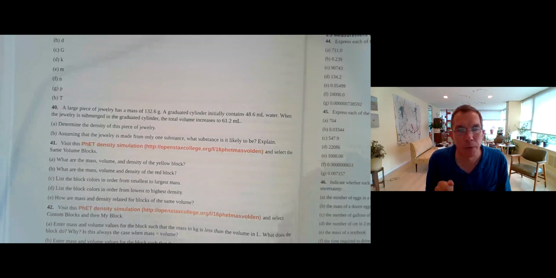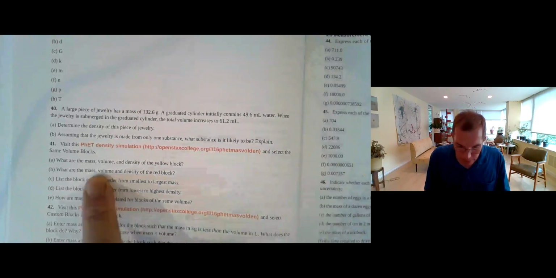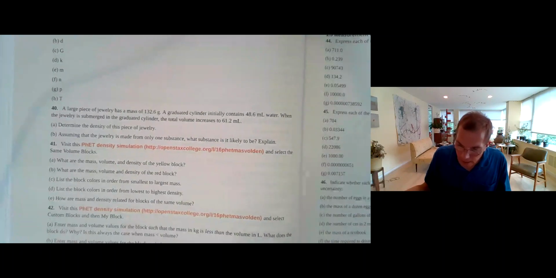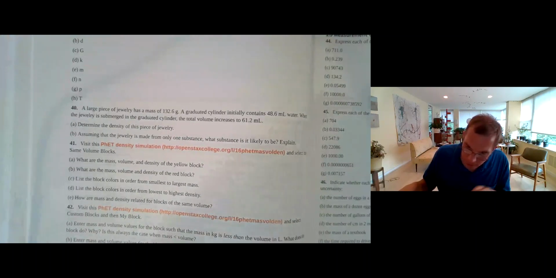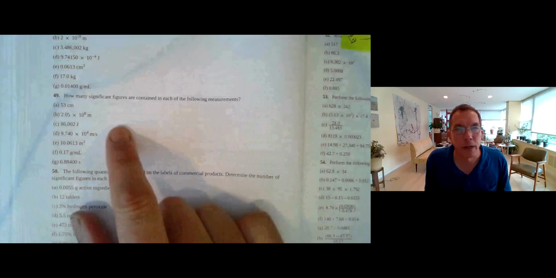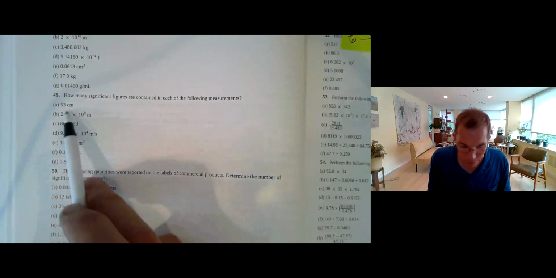Try to get principles out of them. But this has to do with mass and volume and density. There's some other problems, 44 through 47, that deal with accuracy and precision. But somewhere there's going to be problems that deal with significant figures. Right? So then it asks you to calculate the number of significant figures.